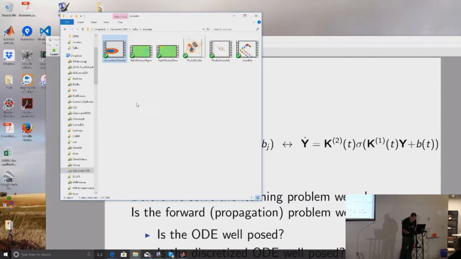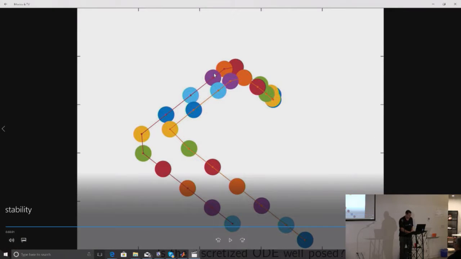This is kind of just to get the concept going. So it was very fast, way too fast, very stable.